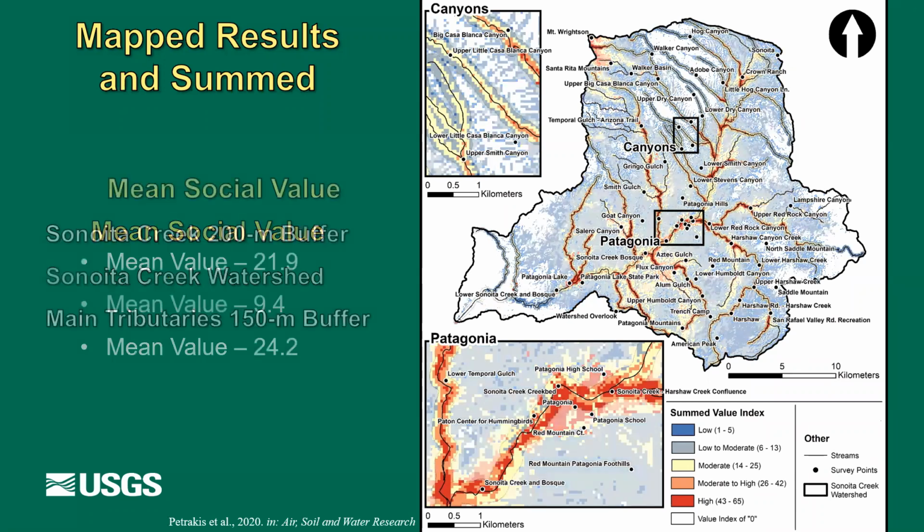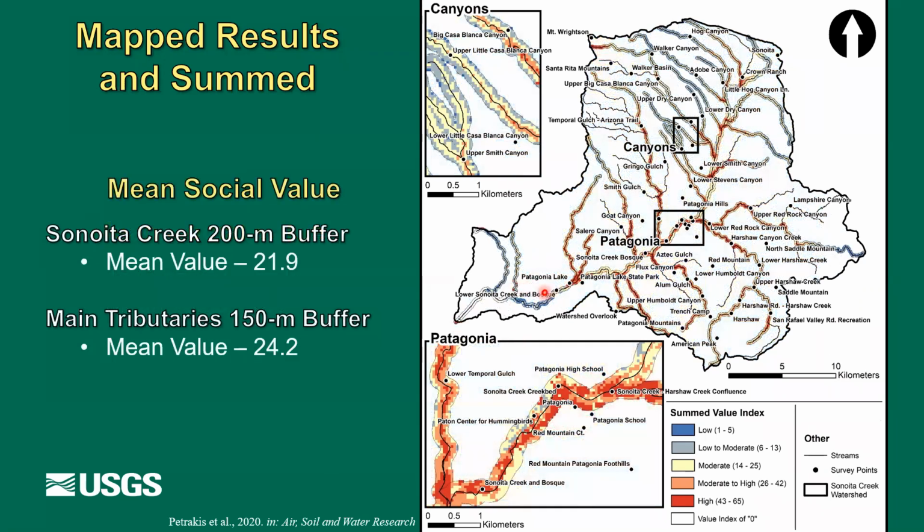Looking at the riparian areas, first at Sunway Creek, a 200-meter buffer around the creek, right through the center of the overall watershed. The mean value within that area was 21.9, so much higher. And then within the main tributaries extending throughout all of them, the mean value within those areas was 24.2. So for both of these, they're much higher than the mean value within the watershed and almost into the moderate to high range of overall social value. So overall, this really does identify riparian areas as being highly valued by the respondents of the survey, which was really interesting for us to see in the end.